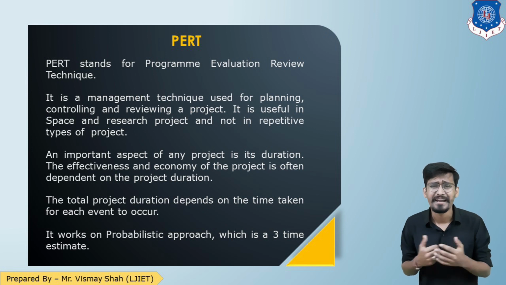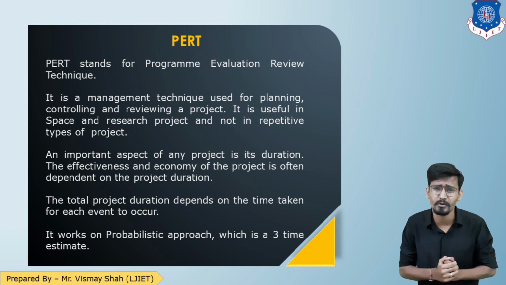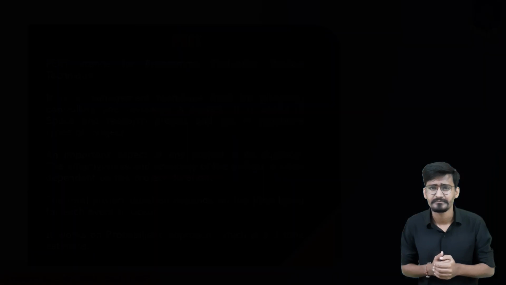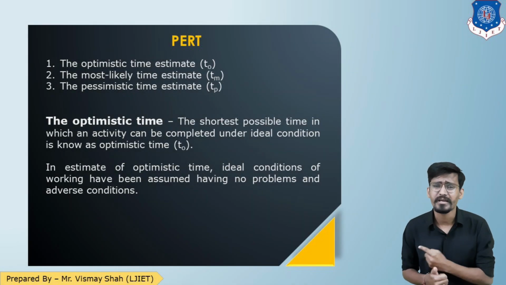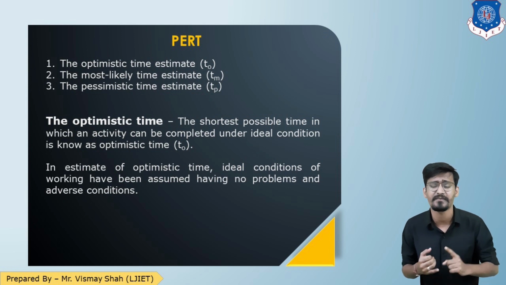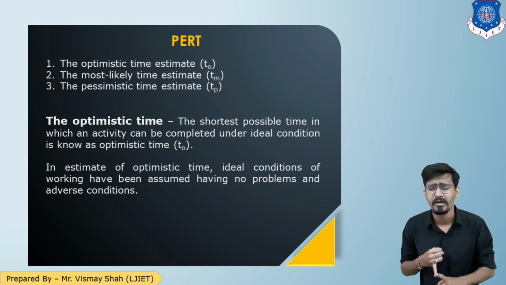Now as we just learned that it works on a probabilistic approach and three time estimates, let us see what the three estimates are. While working with the PERT method, we need to focus on three time estimates. The first is optimistic time, denoted by TO, most likely time, denoted by TM, and pessimistic time, denoted by TP. Optimistic, most likely, and pessimistic.